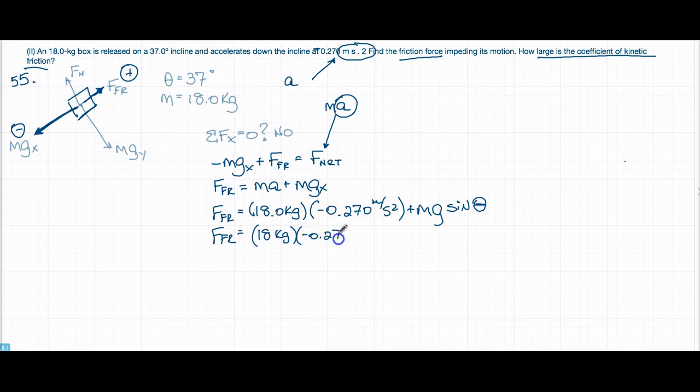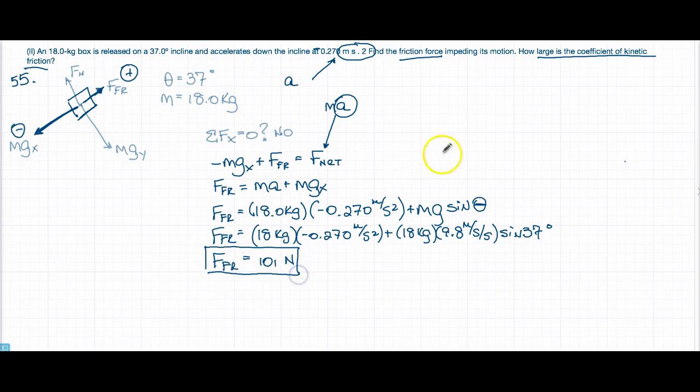Negative 0.270 meters per second squared, plus the mass 18 kilograms times g, which is 9.8 meters per second squared, times the sine of the angle of inclination, which is 37 degrees. When I put that into my calculator, I should get a frictional force of 101 newtons to 3 sig figs for this problem. That answers part A, which is find the frictional force.